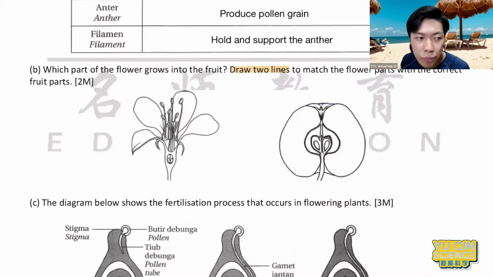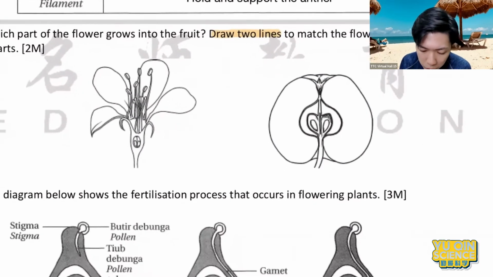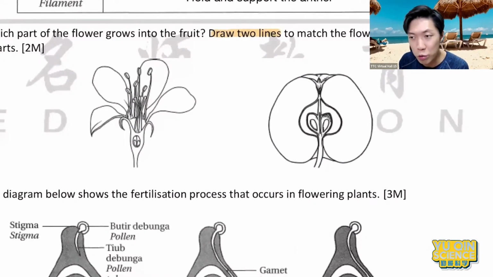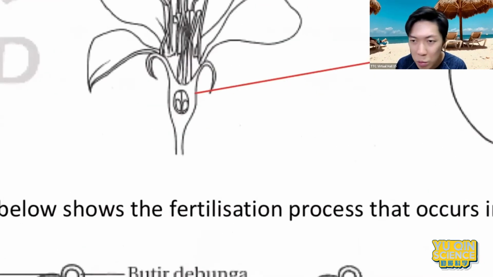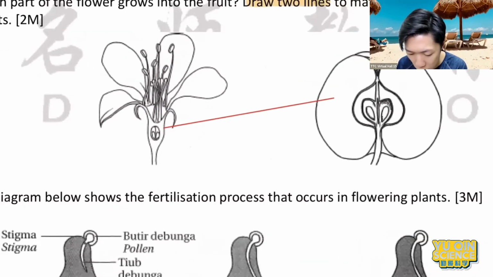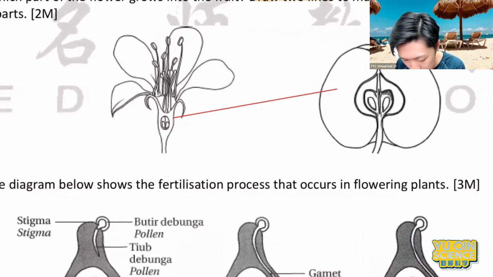Anyway, the question wants you to label the part that grows into the fruit. So the fruit itself is actually the ovary. So the fruit that we eat is the ovary part. And remember the 6-pack inside, the ovule, that belongs to the seed. So that turns into seed.